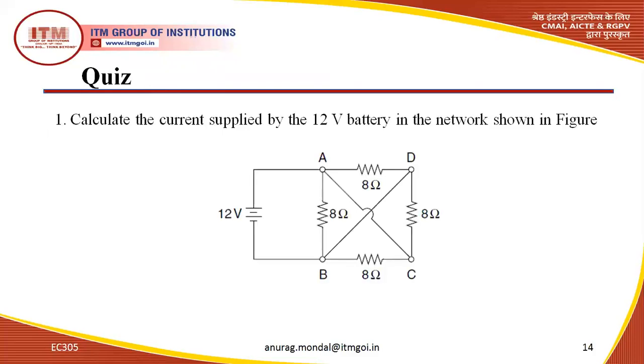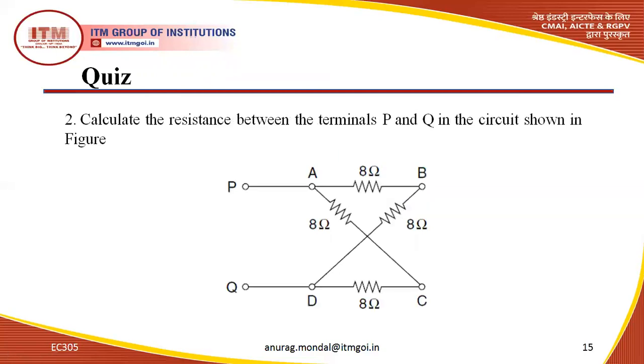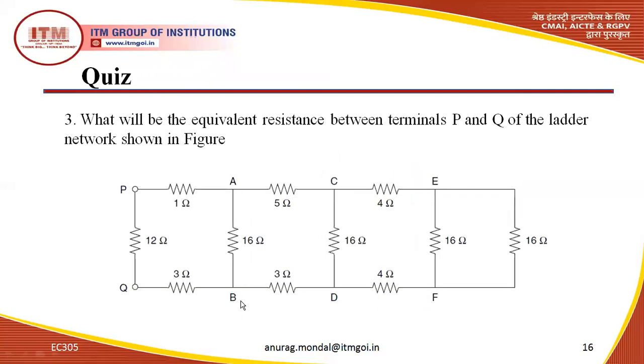So that's all for today. But we have the most interesting thing, that is the quizzes. This is the first question. Now what is the question over here? This is our circuit, and within the circuit we have to find out the current supplied by this 12-volt battery. Then we have the question, what will be the equivalent resistance between the points P and Q? Here it is P and here it is Q. Then at the end we have to find out the equivalent resistance between P and Q.